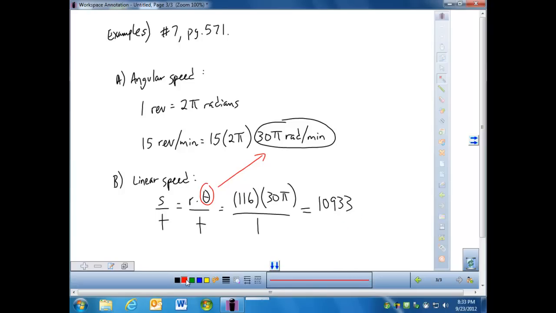Approximate answer here is about 10,933. Again, now what's our label? Go back. What was the radius in? Radius was in feet. What was our time in? Time was in minutes. So we put a label on that. It's 10,933 feet per minute. Again, if you need to stop this, rewind this a couple times, go through that, make sense of that, you should.